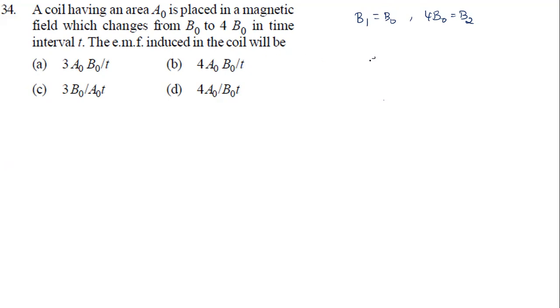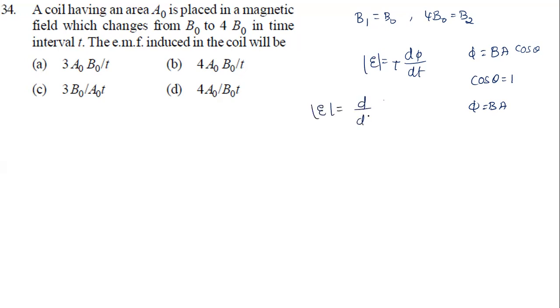What is the formula for EMF induced? EMF is equal to minus d phi by dt. Correct? Where phi is B A cos theta. Theta is not given to us, so we take cos theta equal to 1. So flux is B times A. Let us take the magnitude of induced EMF, which becomes positive. So E equals d by dt of B times A.